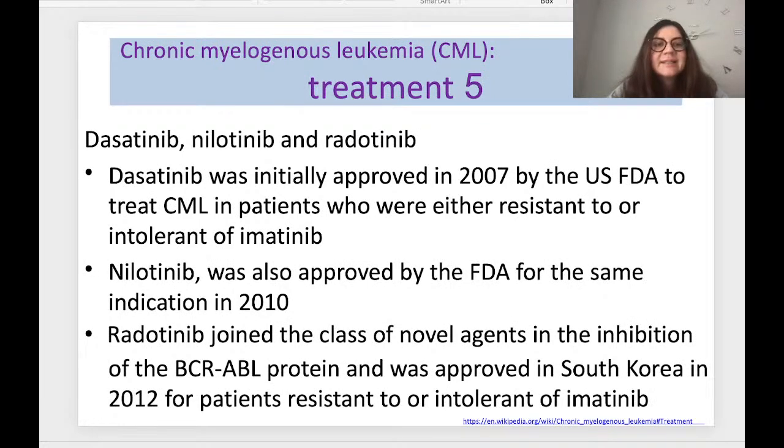Next drugs are dasatinib, nilotinib, and radotinib. Dasatinib was initially approved in 2007 by the FDA to treat CML patients who were either resistant to or intolerant to imatinib. Nilotinib was also approved in 2010. Radotinib joined the class of novel agents for the inhibition of the BCR-ABL protein and was approved in South Korea in 2012 for patients resistant or intolerant to imatinib.